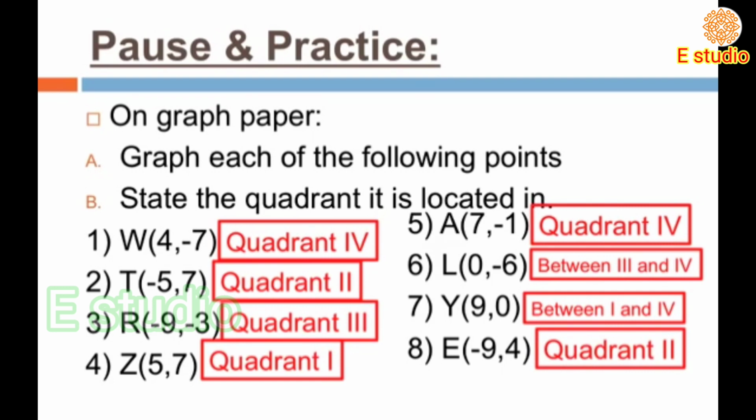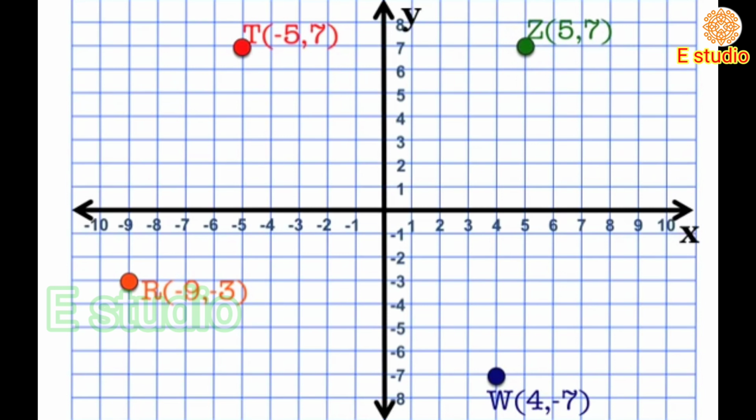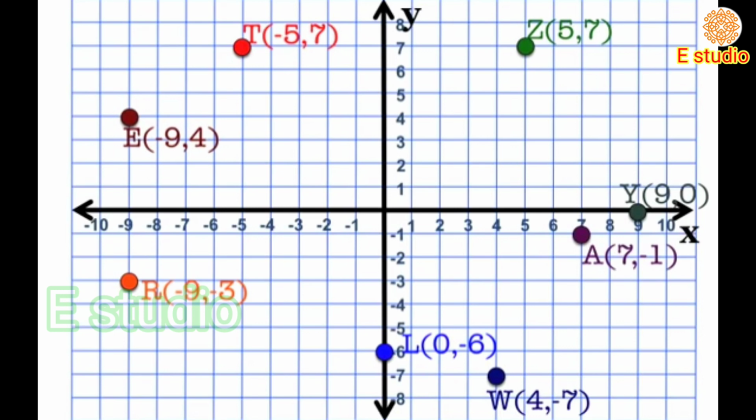Now part A says to graph each of the following points on graph paper, and we'll see that on the next page. So let's plot those points. W should be here at 4, -7. T should be here at -5, 7. R should be here at -9, -3. Z should be here at 5, 7. A should be here at 7, -1. L should be here at 0, -6. Y should be here at 9, 0. E should be here at -9, 4.